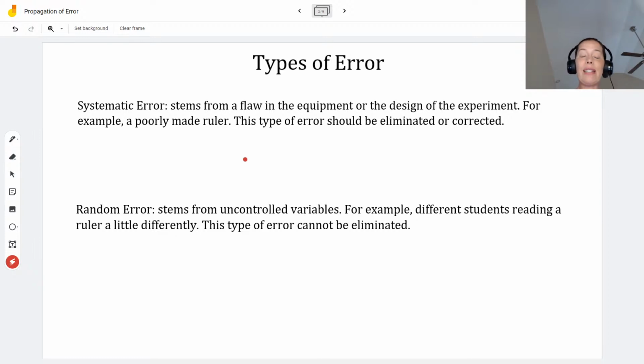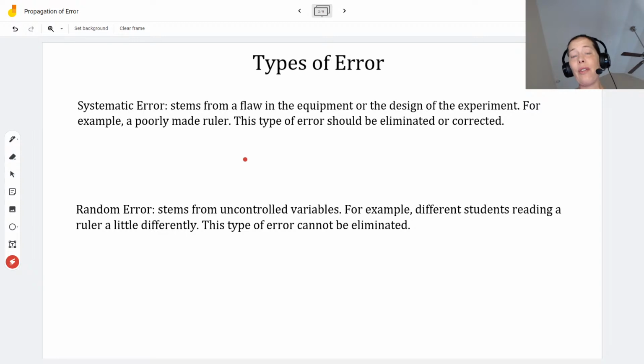So when you find a systematic error, it's usually pretty easy to eliminate. If you've got a ruler that is not actually measuring accurately, then you would get rid of that ruler and get one that does measure accurately. Or if you were unfamiliar with, say, how to use calipers or a piece of equipment, then you would get trained on how to use that properly. So that would get rid of systematic error.